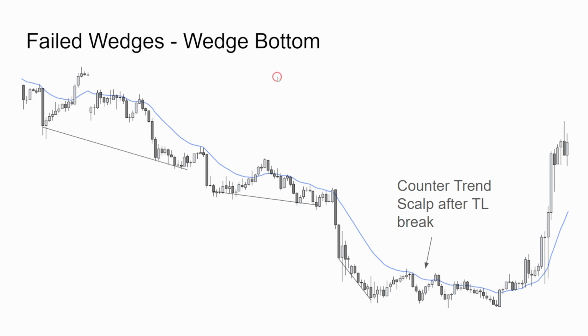Failed wedges, wedge bottom. Here we have a push 1, 2, and 3. We have another wedge bottom here and a very steep wedge bottom here. If you were to buy any of these, you'd have to scalp out very fast or you would be trapped. When you hit out of your long, you add to the selling pressure. Bulls get the trendline break here, and you can see how buying the dip ultimately led to a bullish breakout.